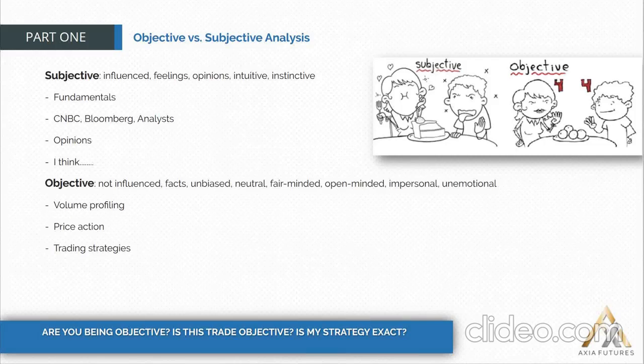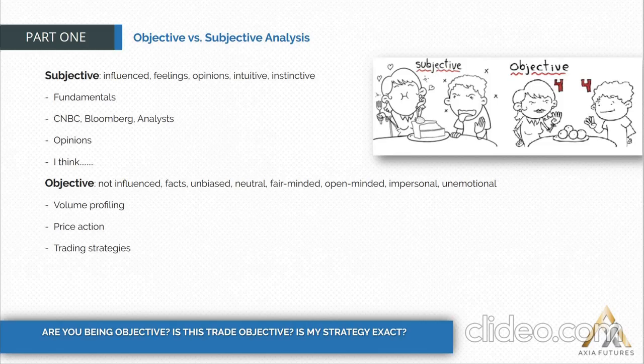This is by far one of the most important principles you're going to learn in part 1. Objective versus subjective analysis. So what is the difference between the two? Well, subjectivity is influenced by feelings or opinions, or is intuitive or instinctive. It's this opinion we have about something having to occur because we feel it should.